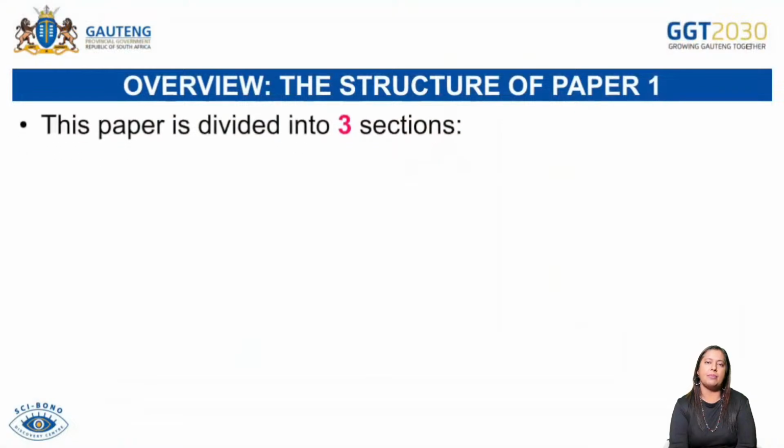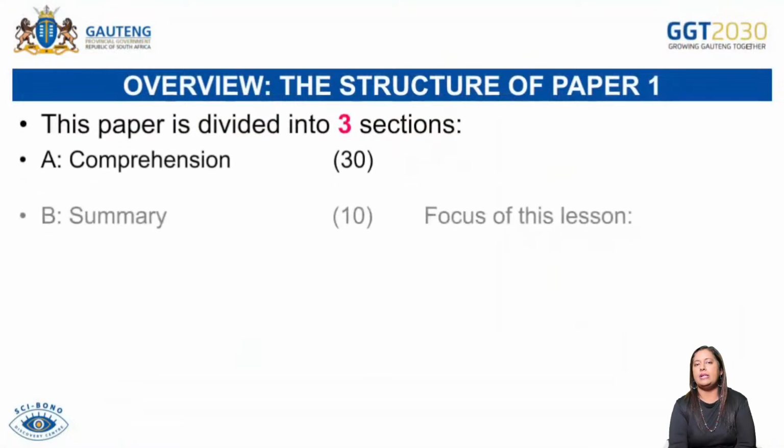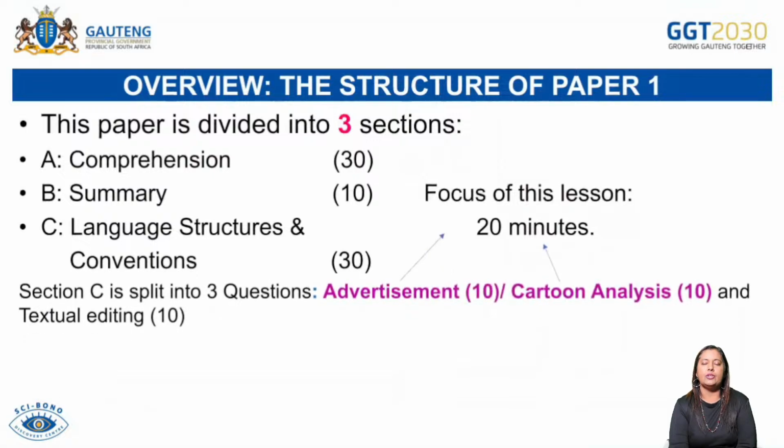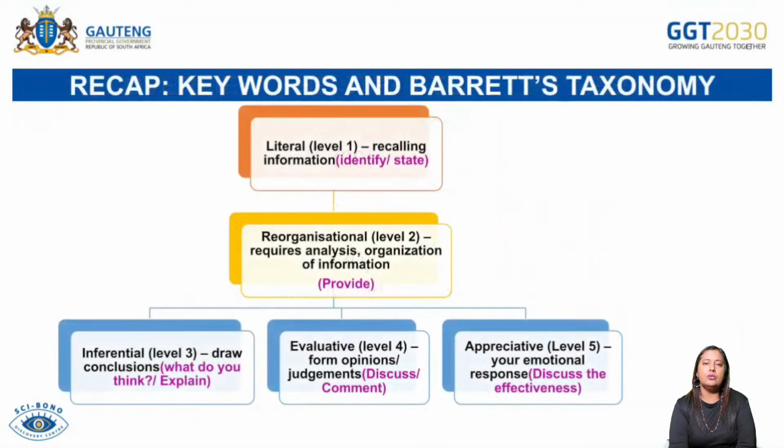When we look at paper 1, remember there is that split of the comprehension, the summary in section B, and then section C, which is, as I mentioned, those 3 aspects. You need to take the time that's allocated to you and work out the minutes that you're going to spend on each of those questions and sections.